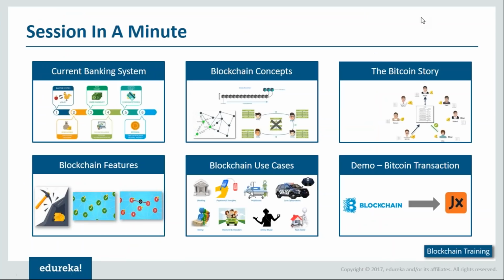We first talked about the current existing banking system as well as the various issues that were there, as well as how Bitcoins and blockchain system can solve these issues. Then we moved on to talk about the various blockchain concepts and how blockchain can help you achieve the solution to this. Then we talked about Bitcoin transaction as well as the various blockchain features, and finally we saw a use case and a demo on blockchain transaction.